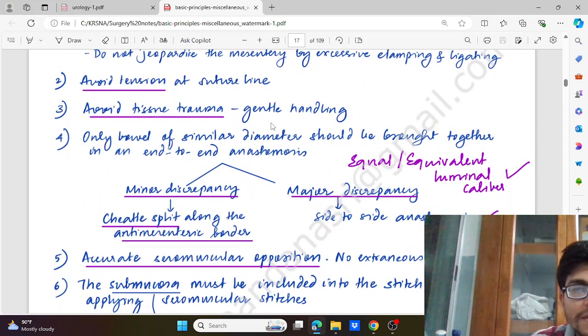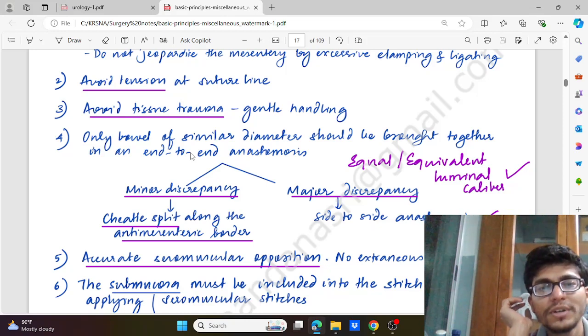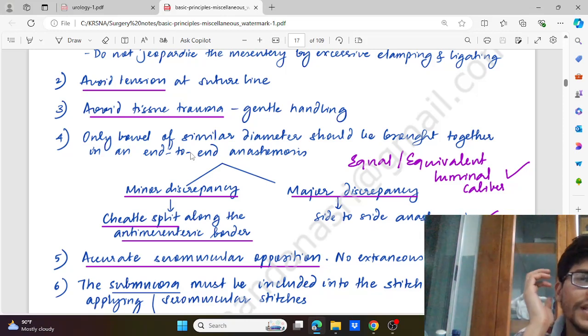Then only bowel of similar diameter should be brought together in an end-to-end anastomosis. So we have to see that the diameter of the bowel is similar. If due to any reason it is not similar, then it has to be changed. If there is minor discrepancy, we can do a little slit along the anti-mesenteric border, the opposite border, and then we can anastomose end to end.